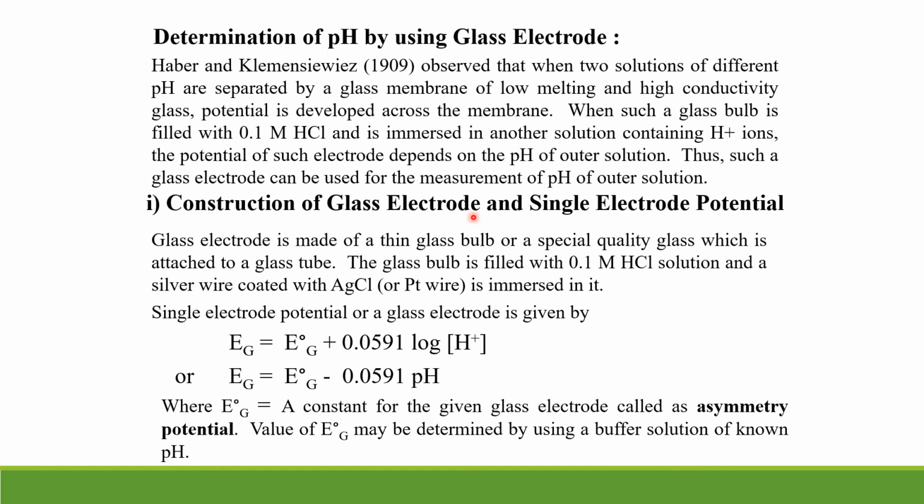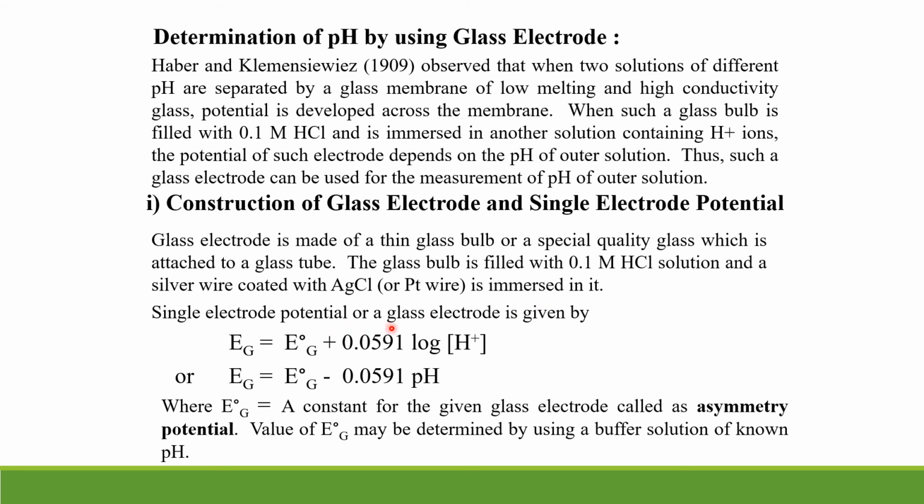Now the construction of the glass electrode and how to measure the single electrode potential. The glass electrode is made of a thin glass bulb of special quality glass which is attached to a glass tube. The glass bulb is filled with 0.1 molar HCl solution and a silver wire coated with silver chloride, or you can also use a platinum wire, is immersed in it.